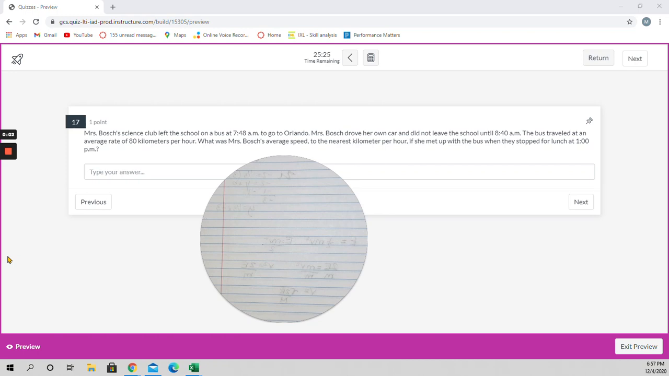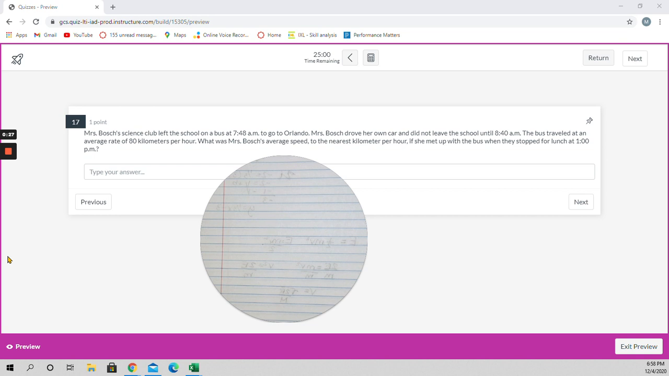Mrs. Bosch's science club left the school on a bus at 7:48 a.m. to go to Orlando. Mrs. Bosch drove her own car and did not leave the school until 8:40 a.m. The bus traveled at an average rate of 80 kilometers per hour. What was Mrs. Bosch's average speed to the nearest kilometer per hour if she met up with the bus when they stopped for lunch at 1 p.m.?